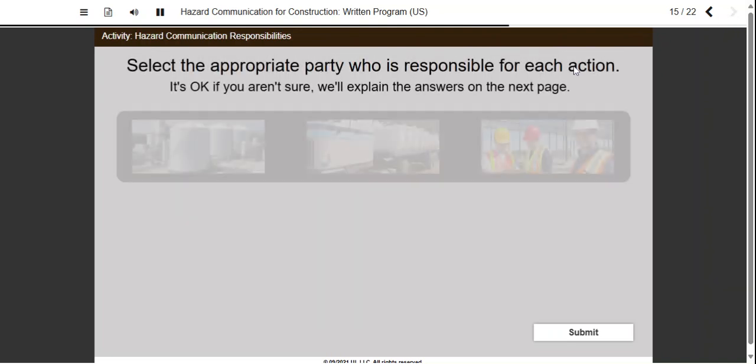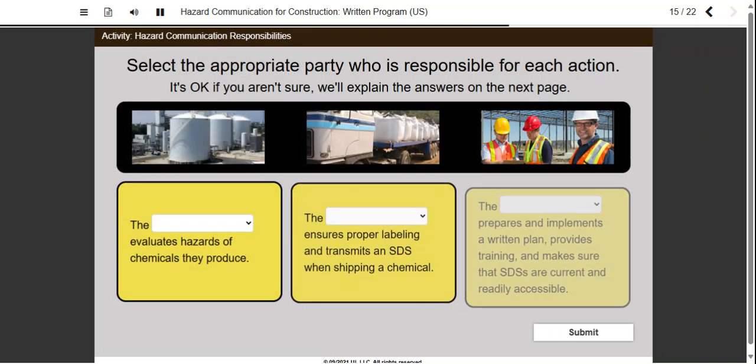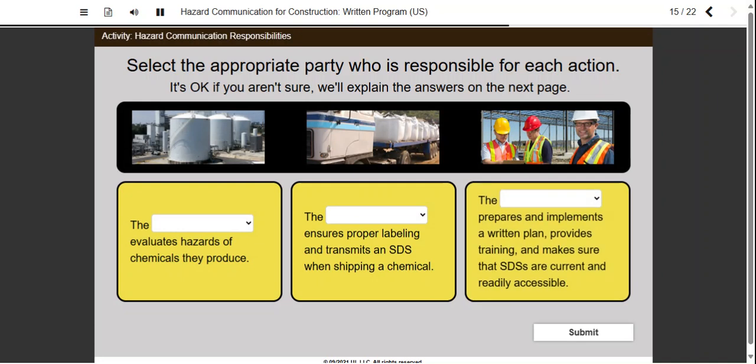Select the appropriate party who is responsible for each action. It's okay if you aren't sure. We'll explain the answers on the next page.